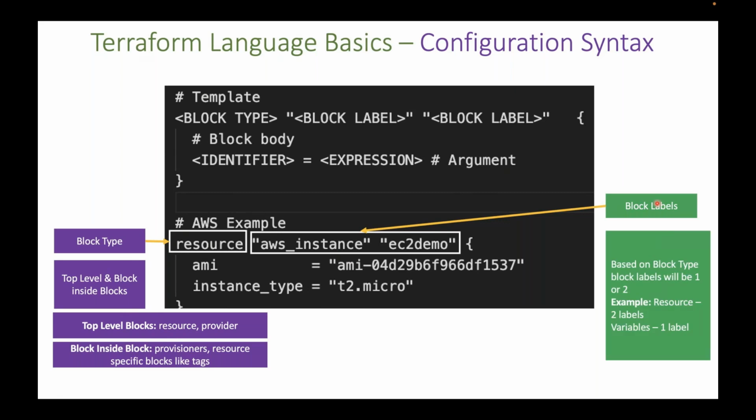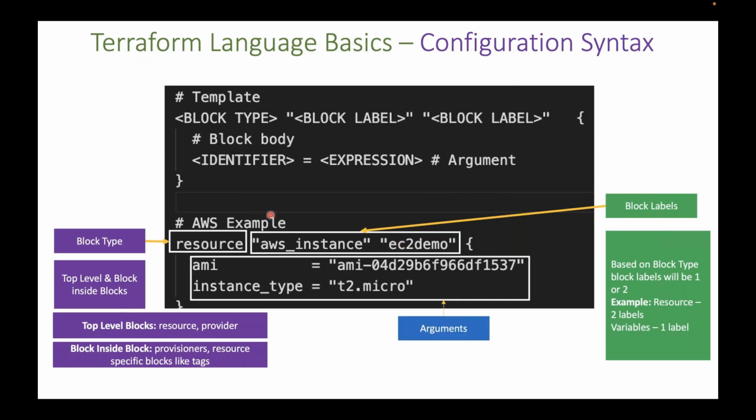So as I told, based on the block type, you may have one label, you may have two labels. Those information you will get from the Terraform registry site. Okay, that I will show you. So these are the arguments. This is the very important one.